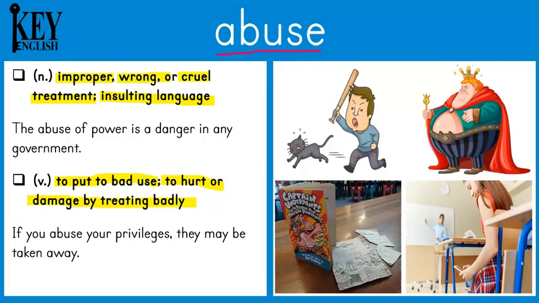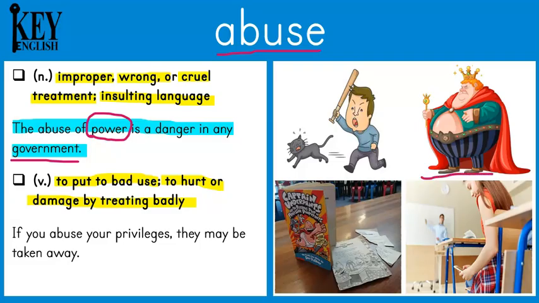And abuse is often used to talk about treating a person or an animal in a very cruel or harmful way. The first example sentence says, "The abuse of power is a danger in any government." So remember, abuse means using something in the wrong way. So if someone has a lot of power, like someone who is in government or someone like a king, for example, then they can use that power in the wrong way or they can abuse that power.